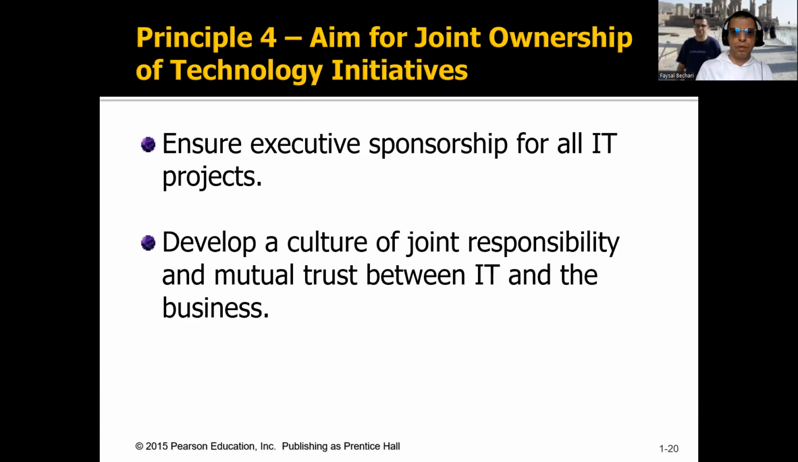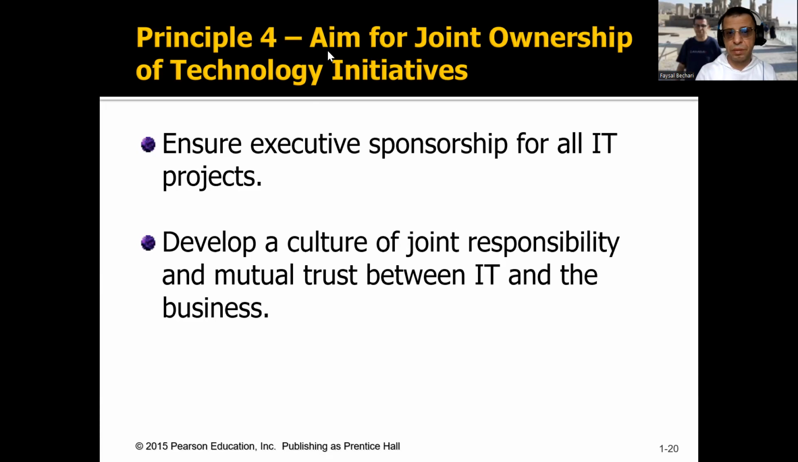The fourth principle that you need to look at is the fact that you need to aim for joint ownership of technology initiatives. Don't be the only person within the IT. There are people within the IT and people outside the IT. In other words, ensure executive sponsorship for all IT projects. Develop a culture of joint responsibilities and mutual trust between IT and business.